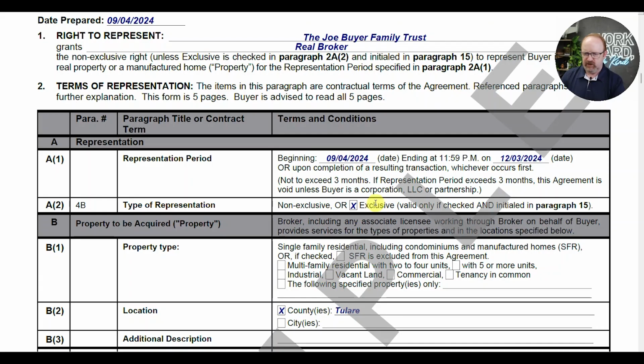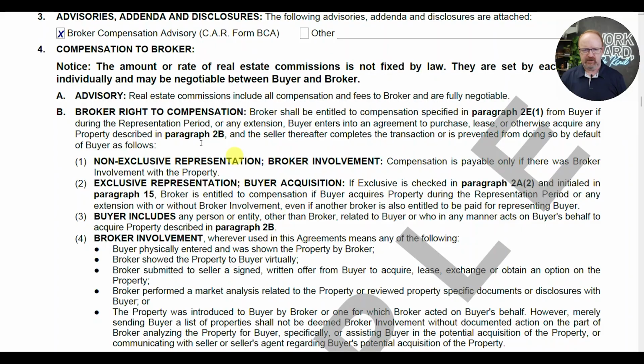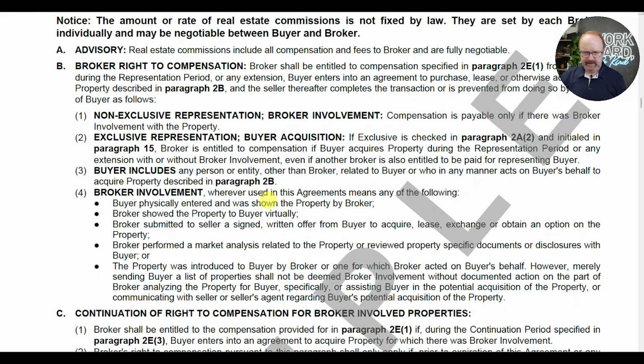You're going to notice I did check exclusive, and I want to jump into what the difference is between a non-exclusive and exclusive agreement. So if we jump down to this section where it talks about compensation, non-exclusive is you're owed compensation if there was broker involvement with the property. And broker involvement is the buyer physically entered and was shown the property by you.